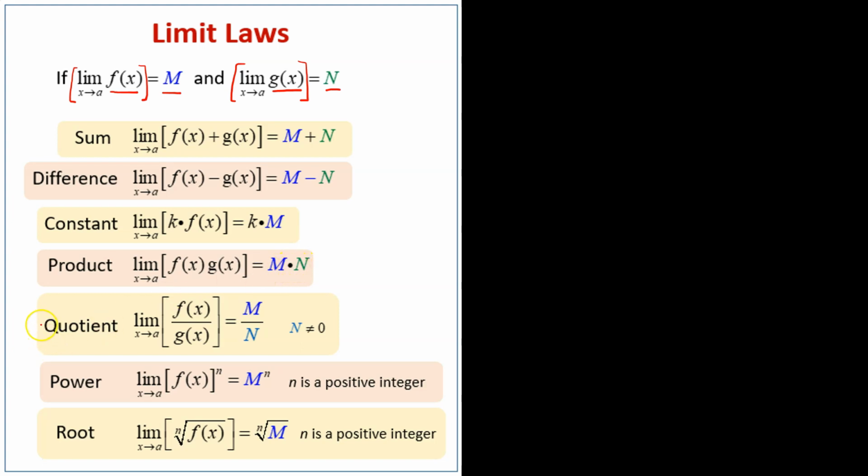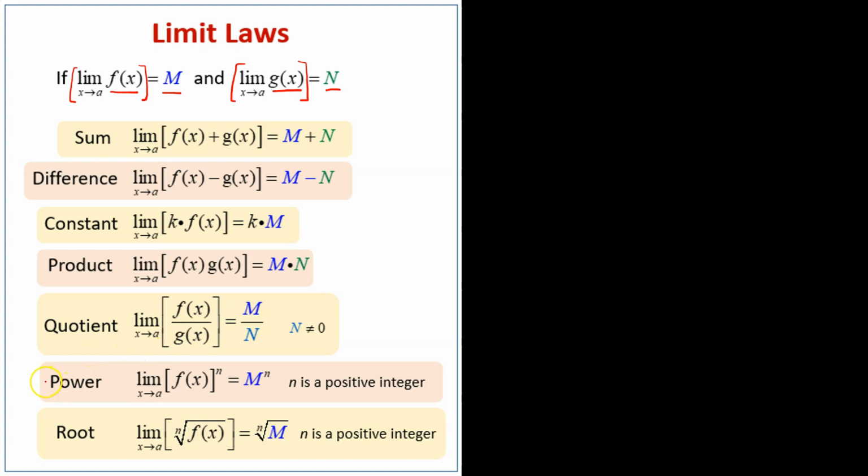Next, we have the quotient law, which tells us that if I have a quotient between two functions and I take the limit of that, I could have done the limits individually. In my numerator, I have the function f, so I put the limit of f on top. In the denominator, I have the function g, so the n goes on the bottom because n was the limit of g. Two more rules.